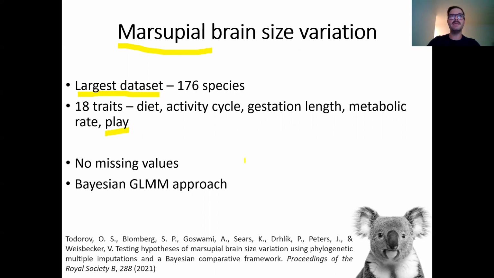One big advantage of my study is that I didn't have any missing values, not because I made sure to collect all of them, because most of them are non-existent, but because I used a technique called multiple imputations, where we can impute the values based on the existing values in the dataset. Additionally, I applied the Bayesian generalized linear mixed model approach, which allows for analysis of non-Gaussian distributed data.